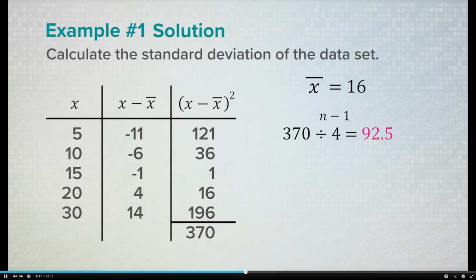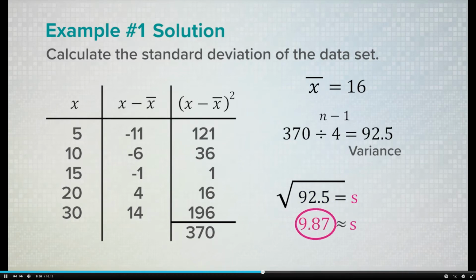Now that doesn't really seem right. The average distance from the mean is not 92.5. That's because this is not the standard deviation. This is what we call the variance. Remember over here when we squared the column? We have to undo that. To undo that, we use the square root. If we take the square root of 92.5, that will be our standard deviation. Therefore, our standard deviation for this problem is about 9.87.